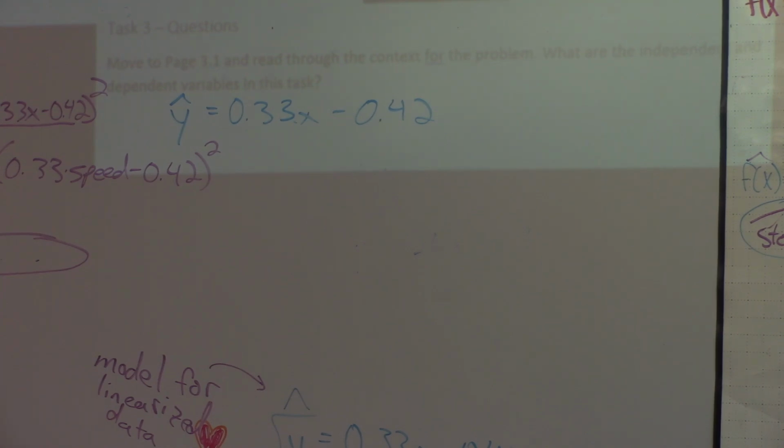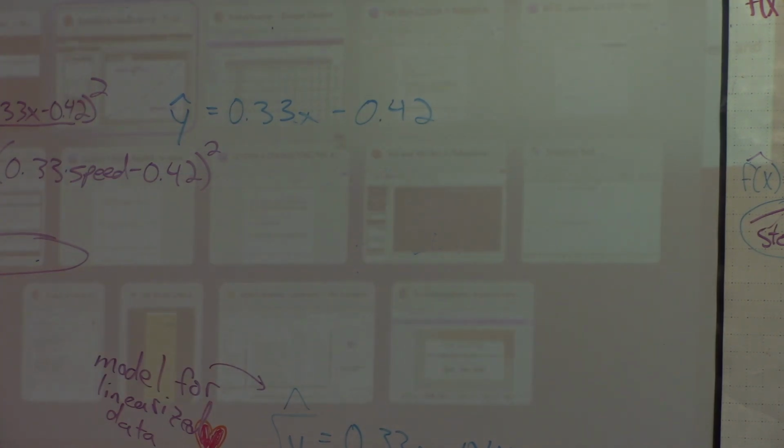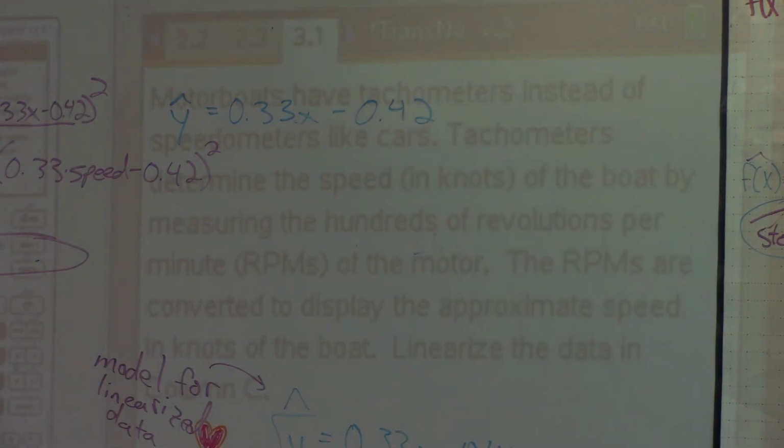Now, at this point, we are moving to the task 3 questions, okay? So I'm going to look at the context with you, and then I want you to go to your vertical surfaces. I want you to write what the independent, dependent variables are in this task. Think through how we're going to linearize the data, all that stuff. I'll explain a little bit of this in a second, because it blew my mind when I realized why this works.